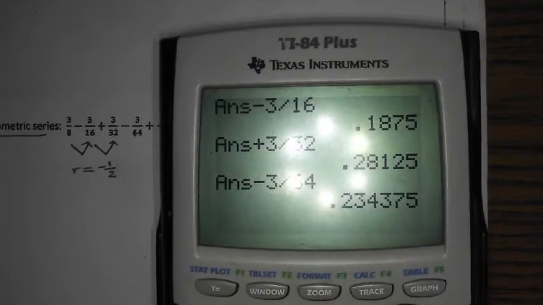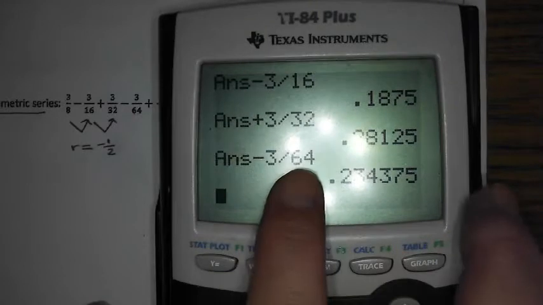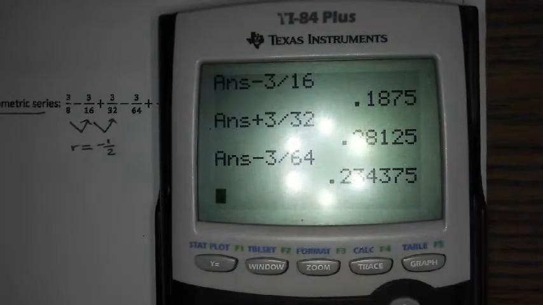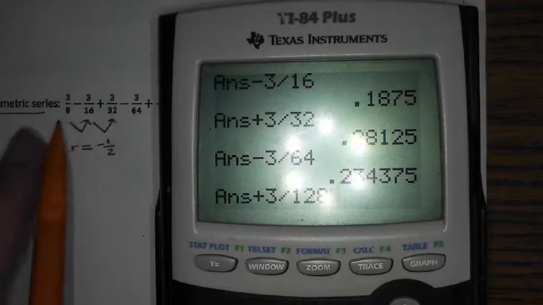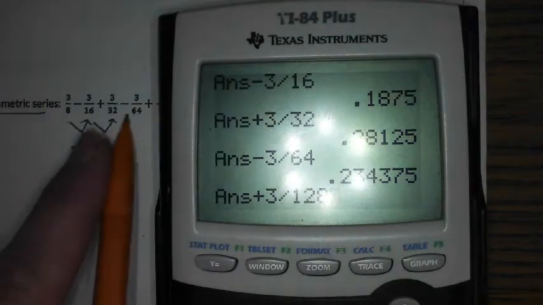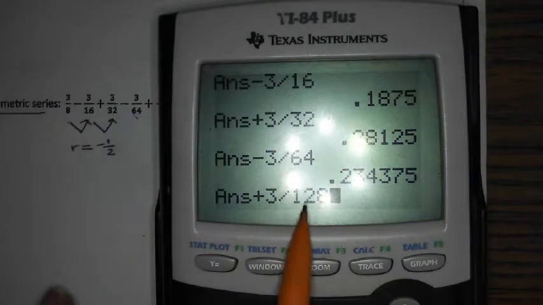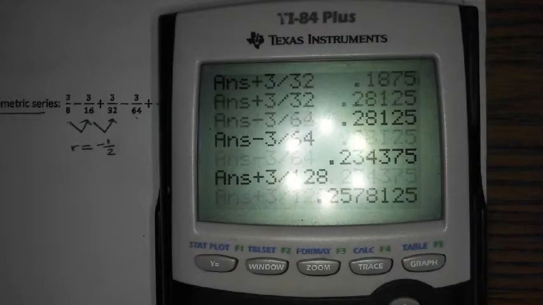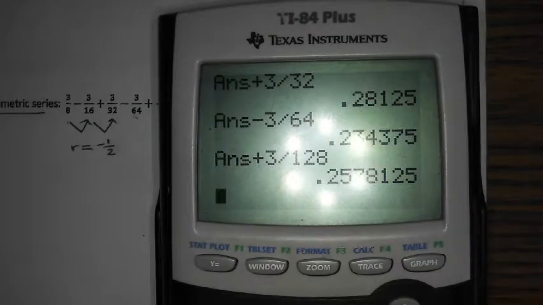So let's keep going. What would be the next number I would add on? 3 over what? 128? Which, by the way, this is 2 to the 3rd power, 2 to the 4th power, 2 to the 5th power, 2 to the 6th power. That's 2 to the 7th power. Maybe we should just do it that way. There's the next one. The next one is minus.